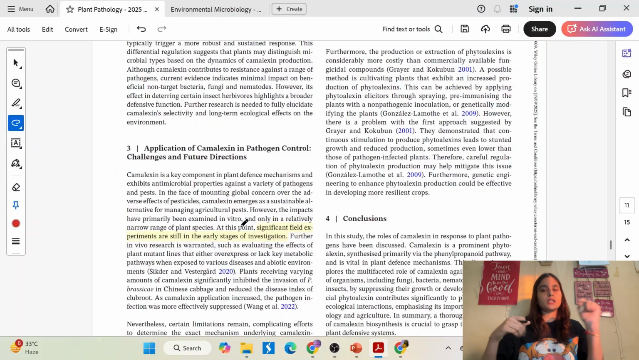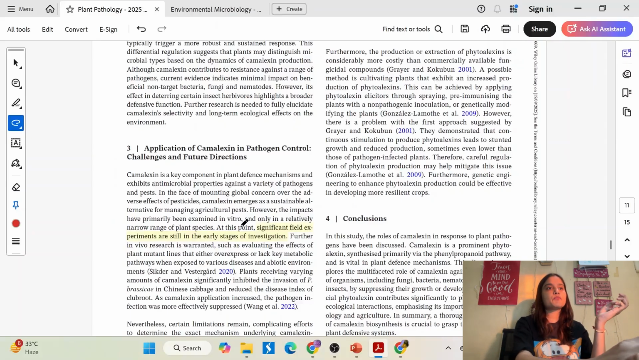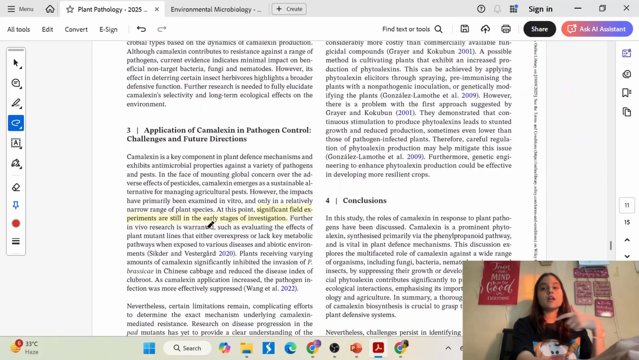For example, they have stated that several in vitro studies have been carried out. Like we have seen, they have documented several bacterial infections which have been suppressed due to camalexin, but all the studies reported here are in vitro conditions. In vivo conditions are also possible, but they have stated that significant field experiments are still in early stages of investigation. Meaning this is a new area of research if one is thinking to utilize these phytoalexins, not only camalexin but also others.